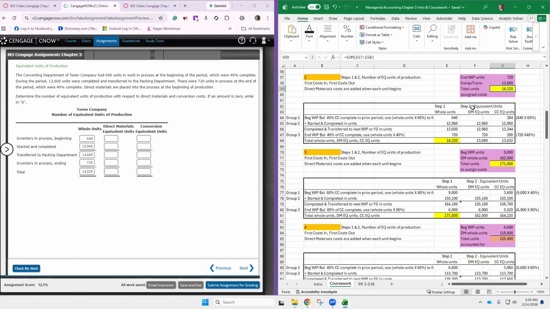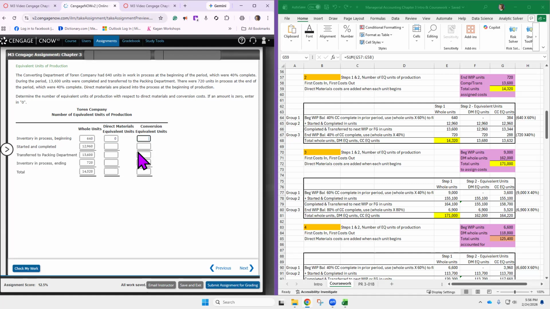Now we're going to get into what's called step 2. Step 2 divides our units into direct materials and conversion costs, and they're called equivalent units. Okay, and we have 3 groups of them. The first group is saying that as far as these 640 units, we don't need to add any more direct materials. So this is going to be a 0.